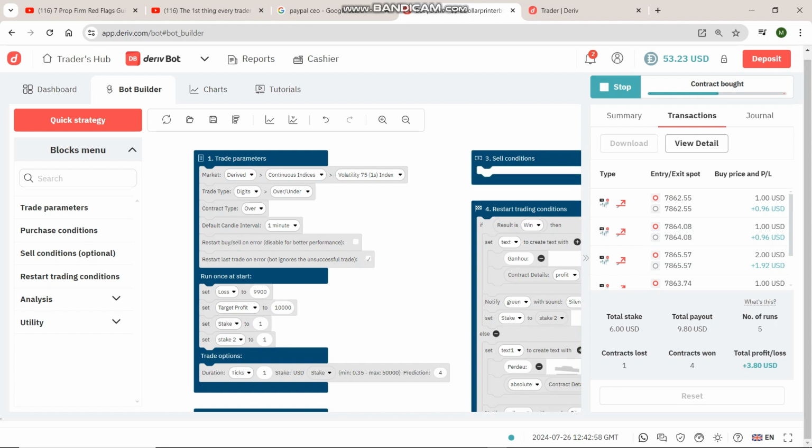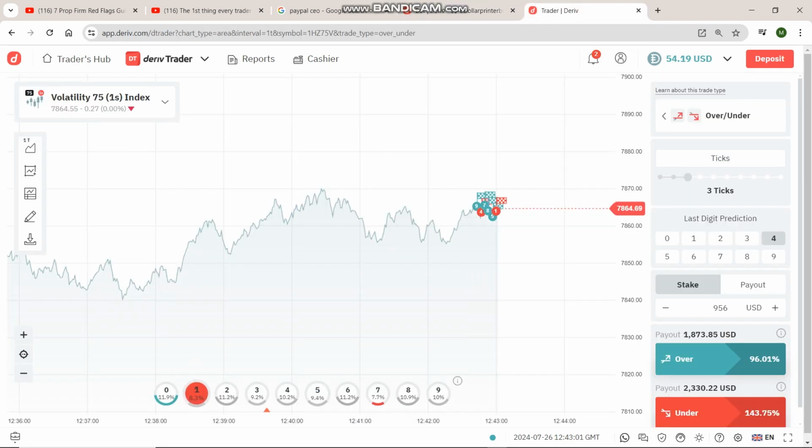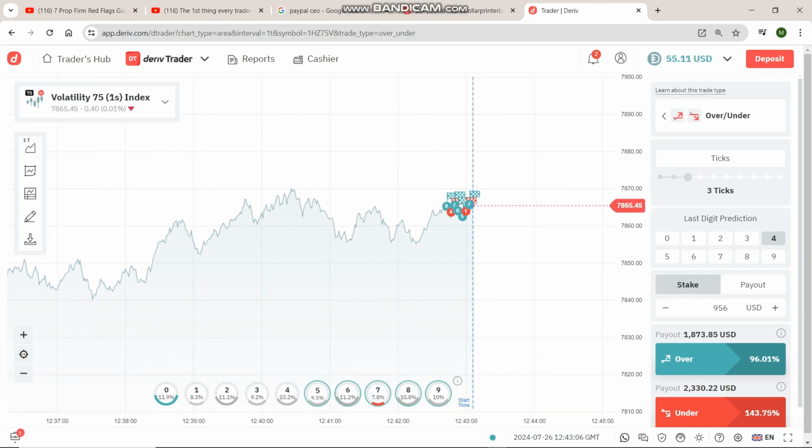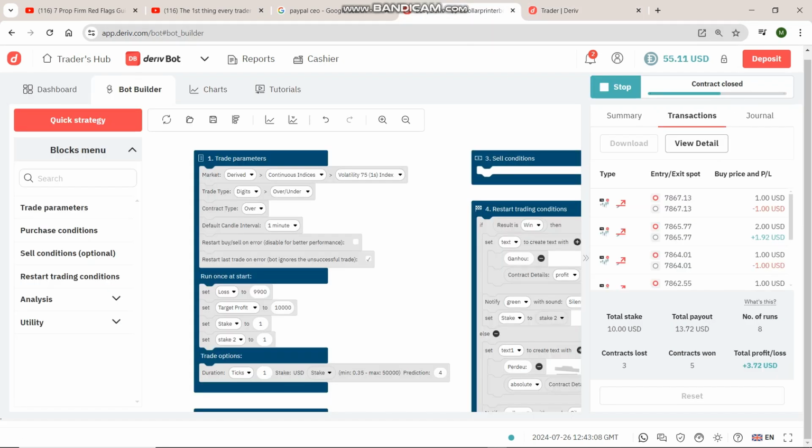So as you can see, the bot is running. Currently, you can just see how the profits are coming into place. This is the trader. This is where you do your analysis. This analysis tool for Deriv.